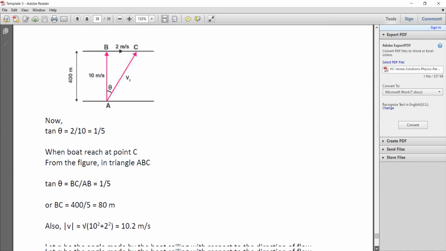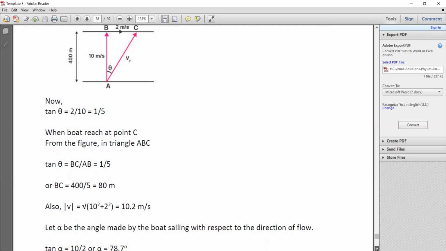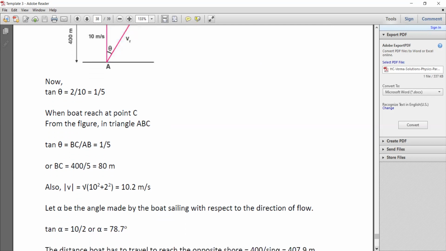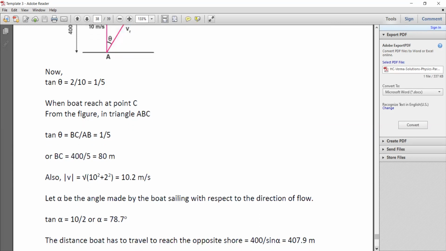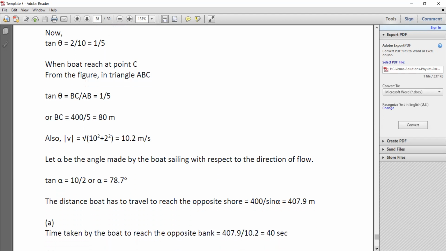Now, tan theta equals 2 by 10 equals 1 by 5. When the boat reaches point C, from the figure, in triangle ABC, tan theta equals BC upon AB equals 1 by 5. BC equals 400 upon 5 equals 80 meters. Also, v equals square root of 10 squared plus 2 squared, equals 10.2 meters per second.